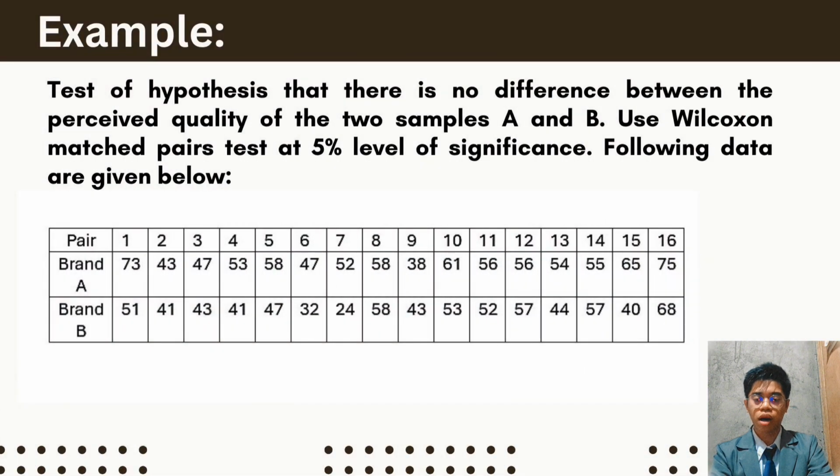Now, let's proceed to our example. Test the hypothesis that there is no difference between the perceived quality of the two samples A and B. Use Wilcoxon matched pairs test at 5% level of significance. The following data are given below. So this is the data that we will use.